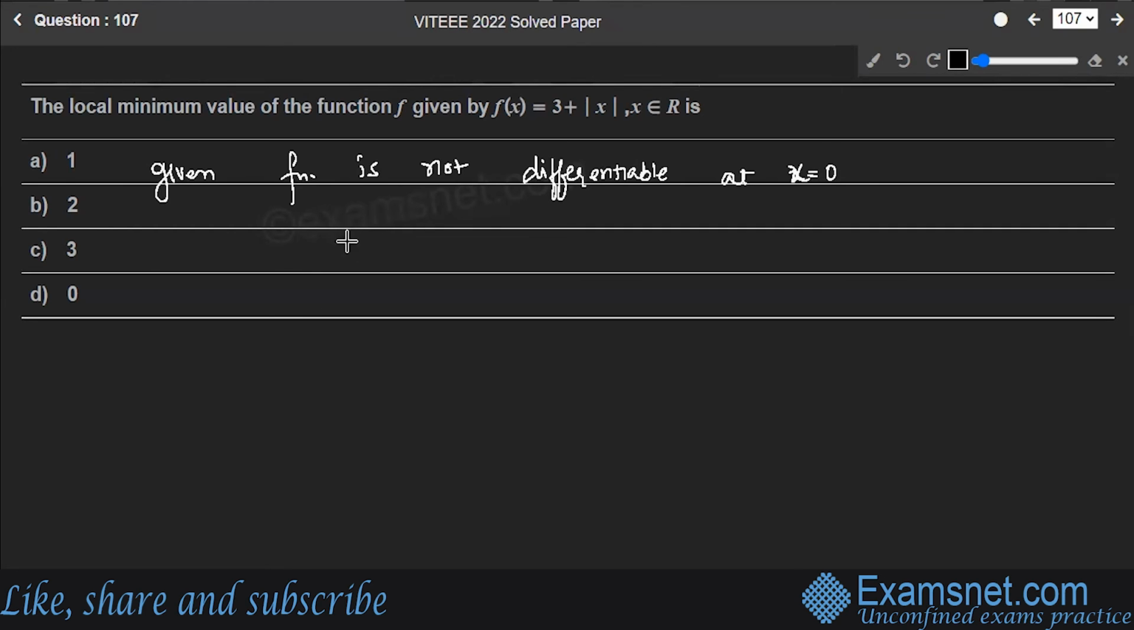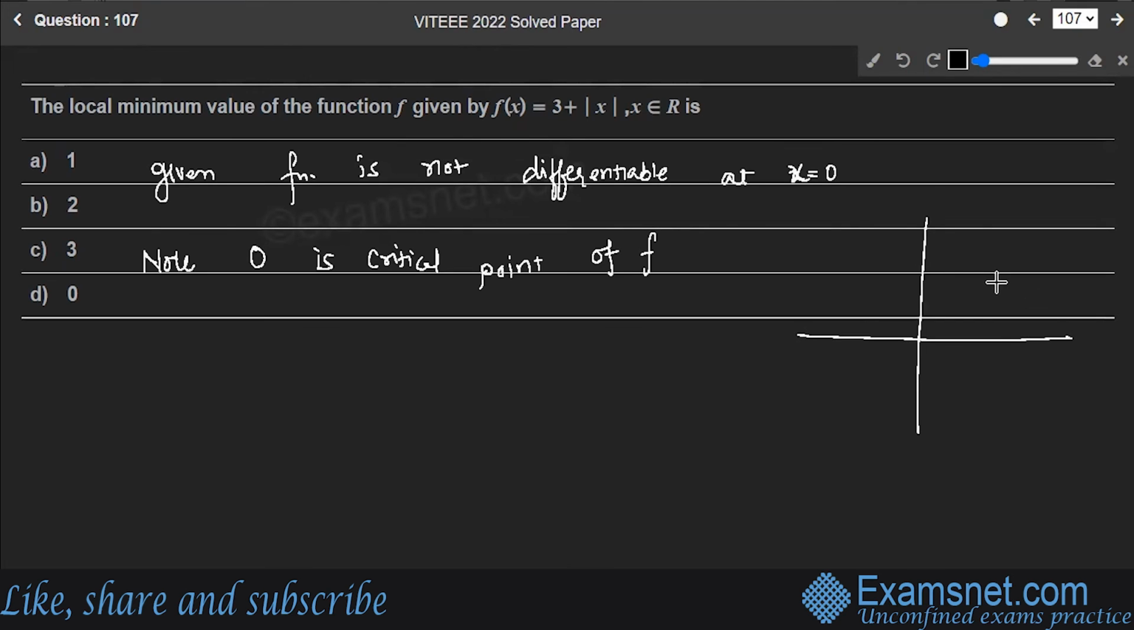Note that 0 is the critical point of f. First of all, let's draw this function, 3 plus mod of x. So f(x) can be 3 plus x on the right side. So the function is 3 plus x, and on the left side this is 3 minus x.